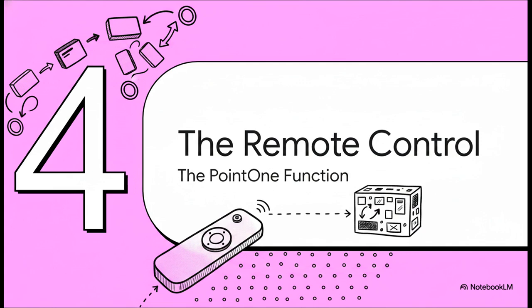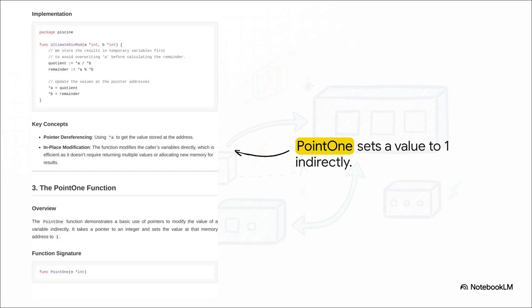All right, section 4, the remote control. Let's explore the Point1 function. Before we hit the absolute boss level, let's look at a simpler, more direct example to really cement this indirect modification concept. Meet the Point1 function.